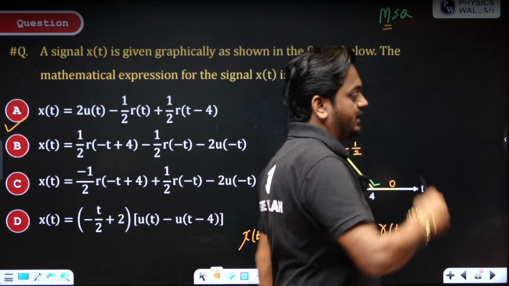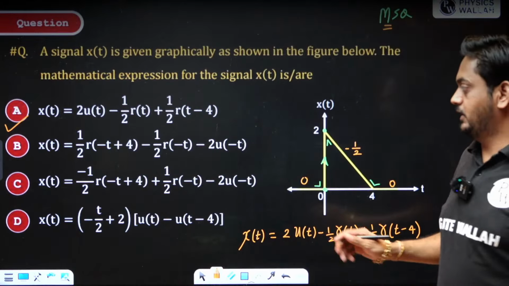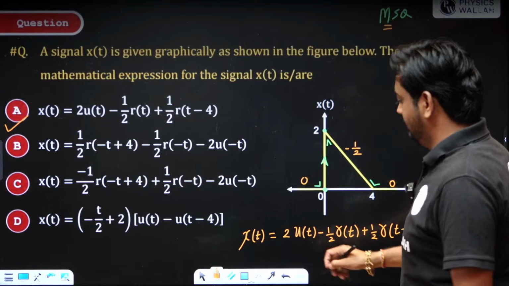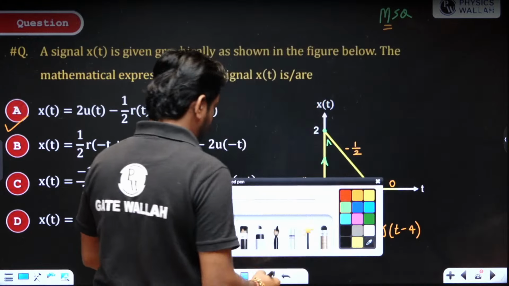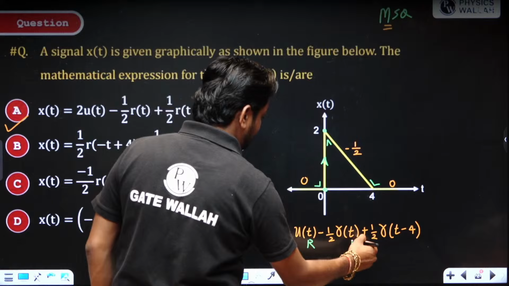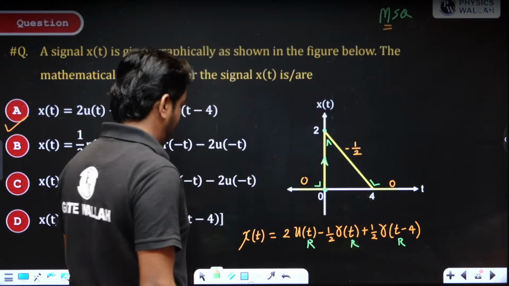So multiple options can be correct. Now see, we have written all of these right sided. This is right sided, this is right sided, this is right sided. And we can write left sided also, guys.